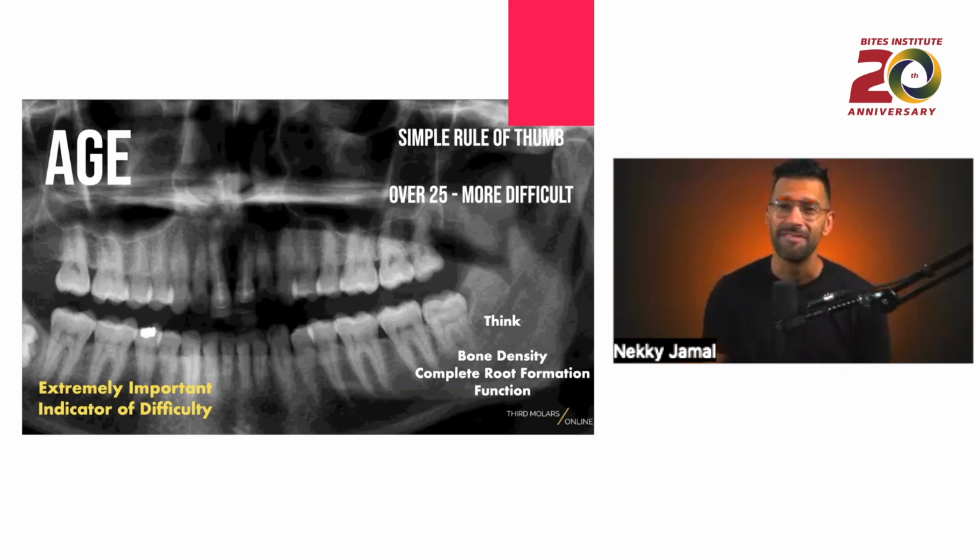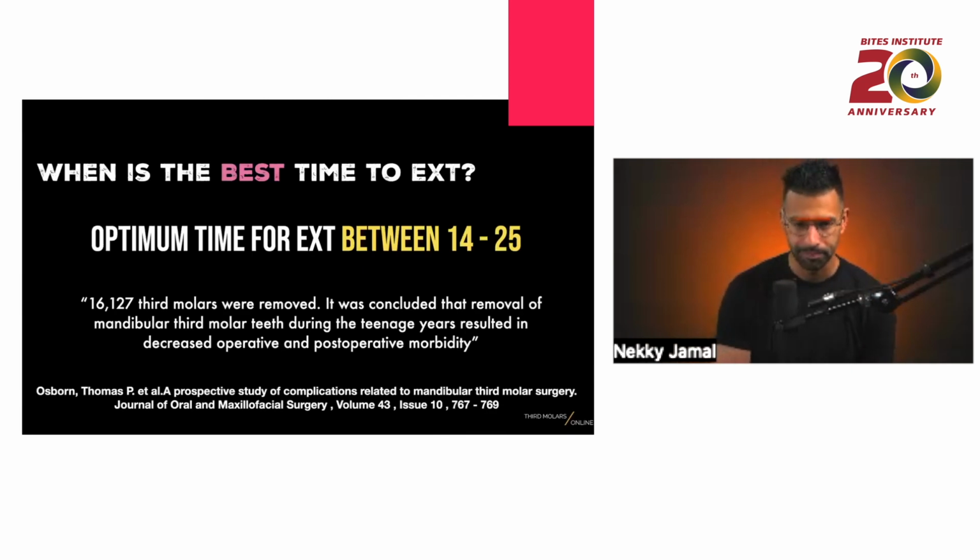If that tooth is in function and is banging against the other tooth in occlusion, that tooth's going to be harder to come out because the bone around there is going to be quite hard. And so I don't want to tell you anything different, but age is an easy way to say, if they're over 25, they're going to be hard. So proceed with caution, because there's been so many studies out there to show the best time to extract teeth is between 14 and 25.